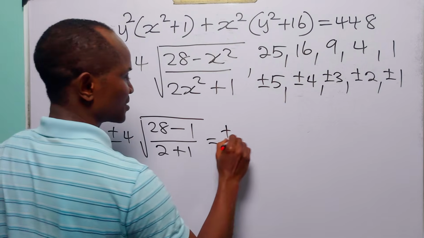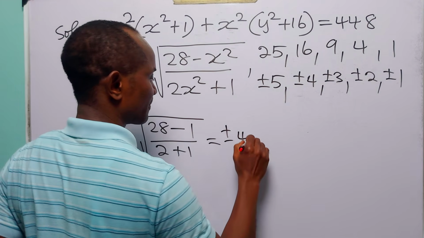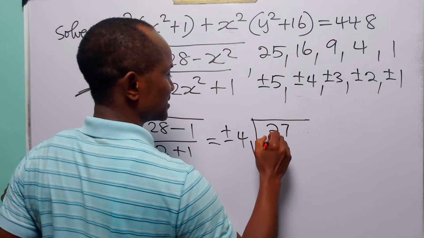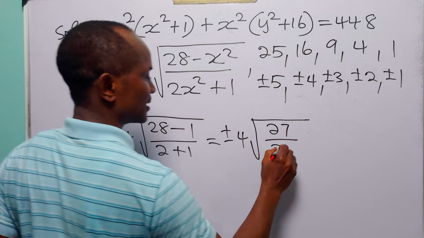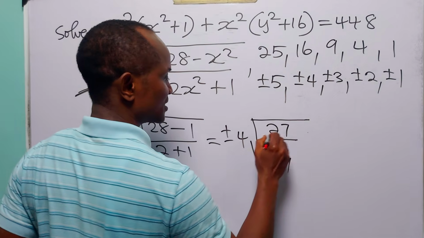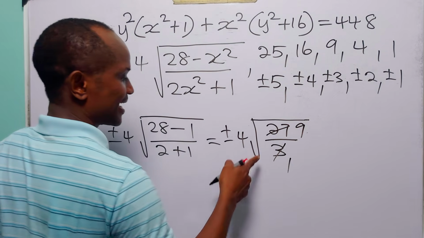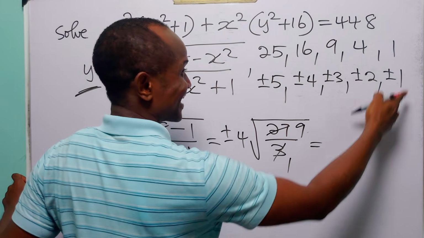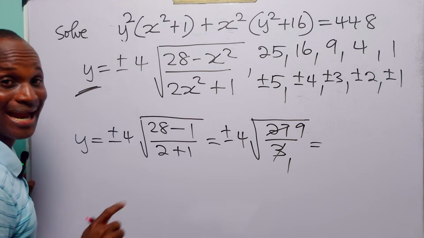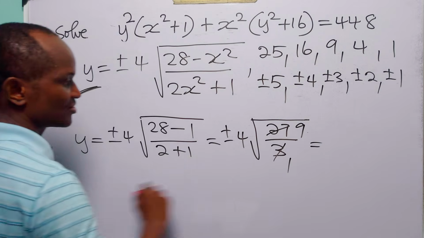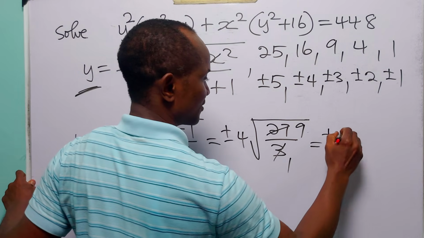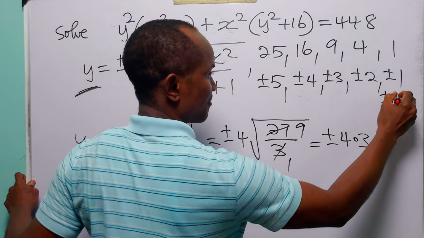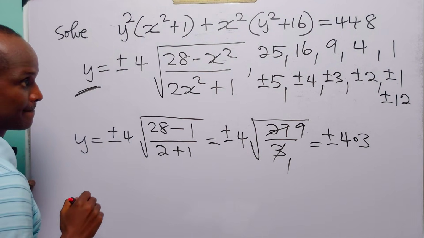This is equal to plus or minus 4 times the square root of (28 minus 1) is 27, divided by (2 plus 1) is 3. 3 into itself is 1, into 27 is 9. The square root of 9 is 3. So we have that when x is equal to plus or minus 1, then y is going to be equal to plus or minus 4 times 3. That is plus or minus 12.